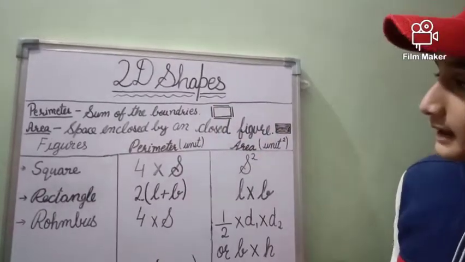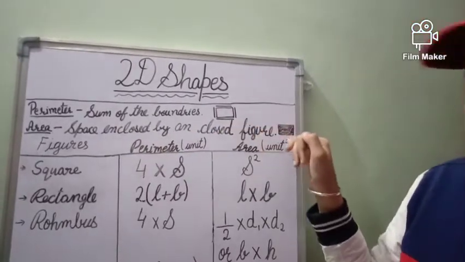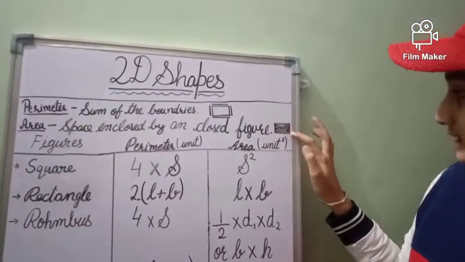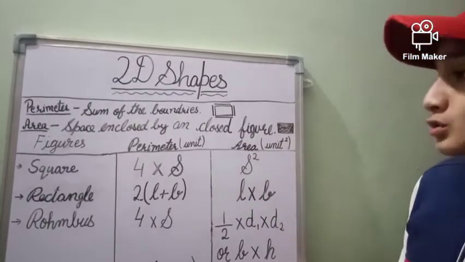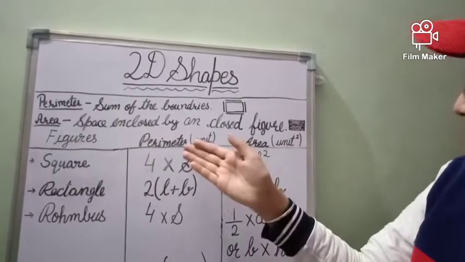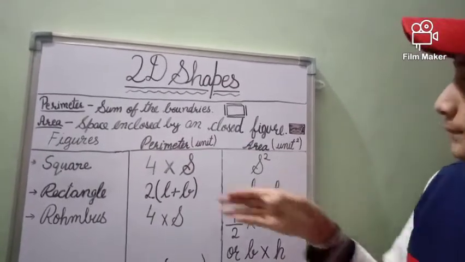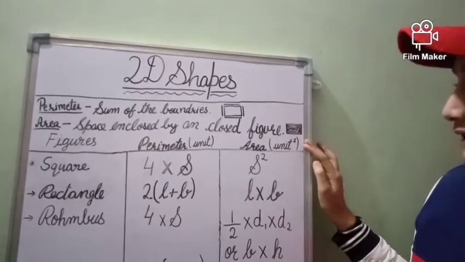And what is area? So area is the space enclosed by a closed figure. So the area inside this closed figure is the area of this figure. So I have taken some figures and I have also written their perimeter and area. Perimeter is written in unit, whereas area is written in unit square.